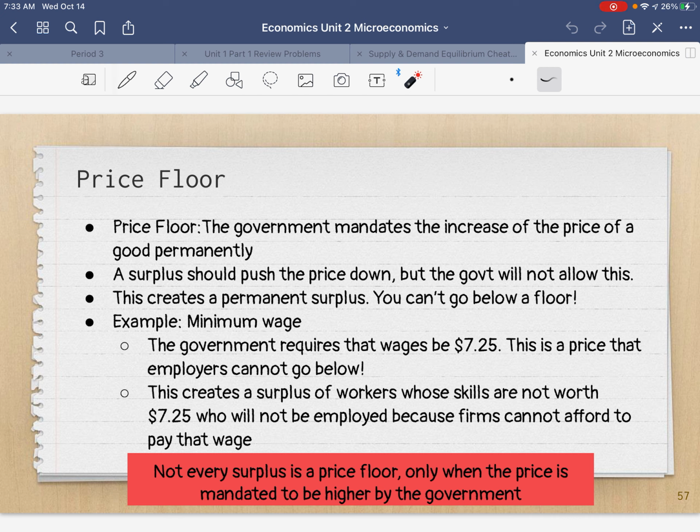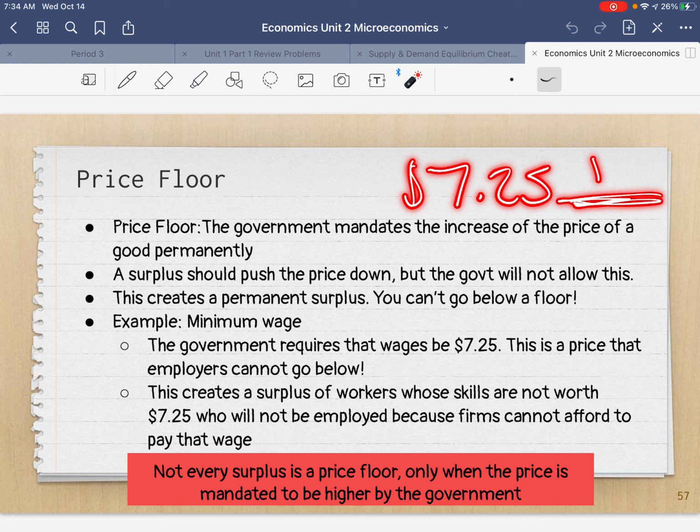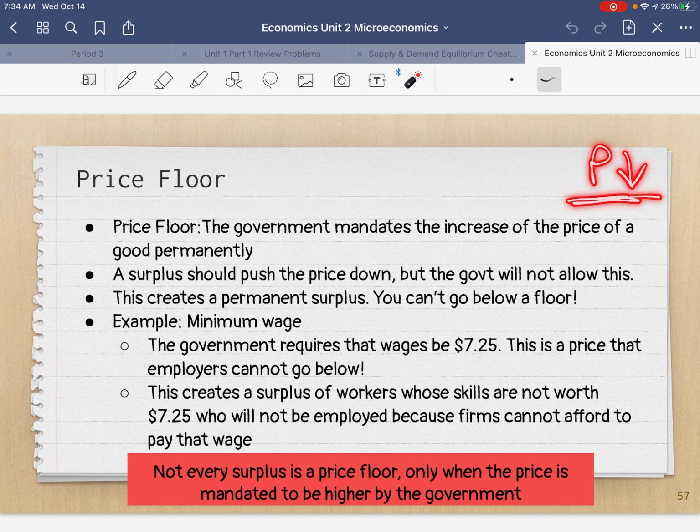However, this creates a surplus of workers whose skills are not worth $7.25 an hour. Some jobs just aren't worth paying people $7.25 an hour. Some people don't have enough skills. They aren't educated or trained enough to be worth $7.25 an hour. I know that sounds really harsh, but economics is harsh. It's the truth, okay? The government says you can't pay these people below $7.25 an hour, but companies are over here saying they're not worth $7.25 an hour. They don't have the skills for my company that's worth $7.25 an hour, so I'm just not going to hire that many people. That creates a surplus of workers.